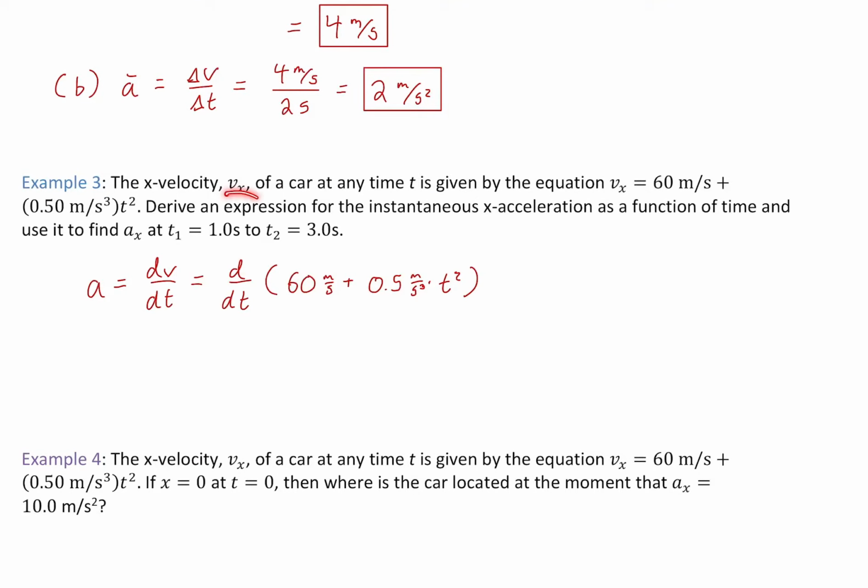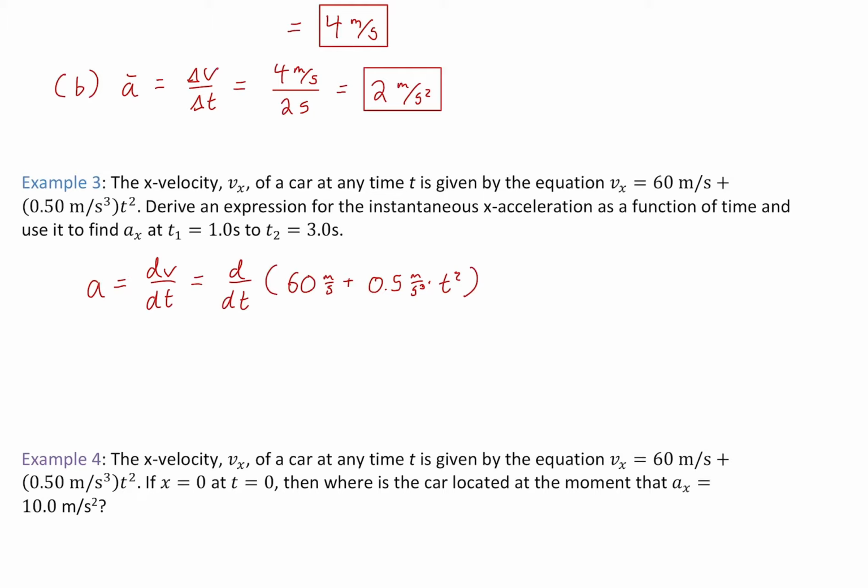The x velocity, specified the same way with the same notation, of a car at any time t is given by the same equation. Derive an expression for the instantaneous x acceleration as a function of time and use it to find the acceleration at 1 second and 3 seconds respectively. Oh, okay. So the only difference, as denoted by the color, is we're not finding the average. We're finding two instantaneous accelerations.